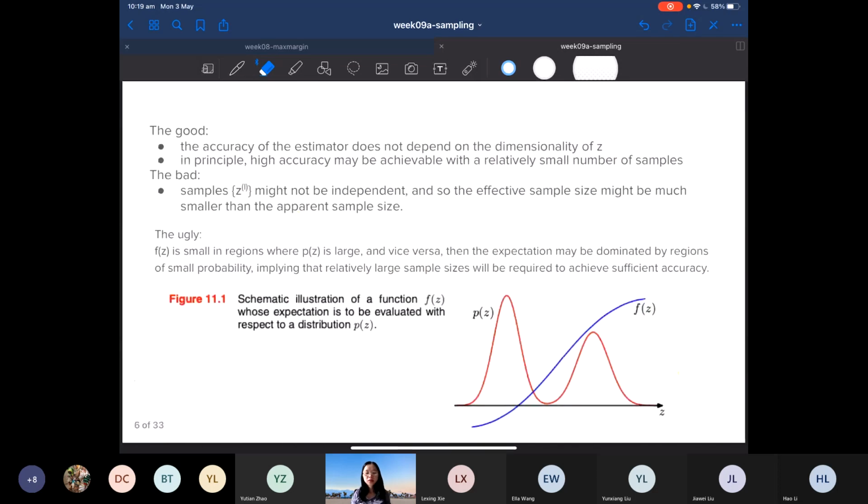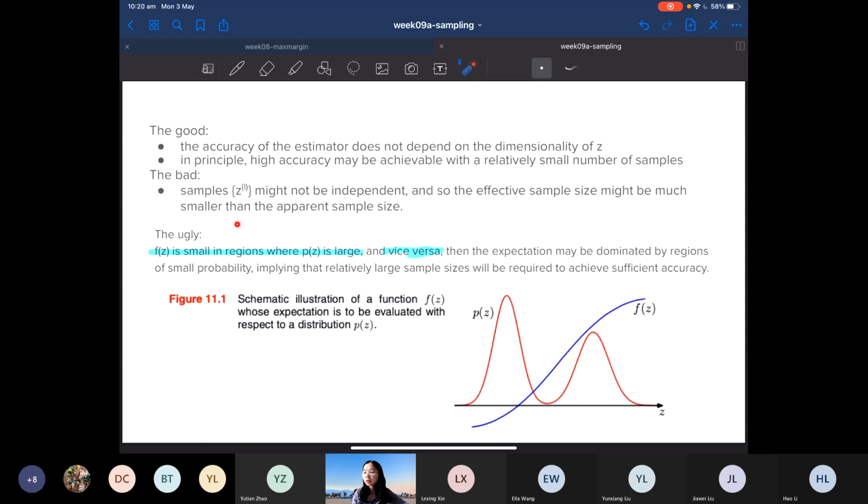So there is the good and bad, and you will ask, what's the ugly, right? Another concern is that f of z could be small in regions where P of Z is large, and vice versa, right? And the expectation of f of z may be dominated by regions of small probability, implying that a relatively large sample size, many samples, will be required to achieve sufficient accuracy.